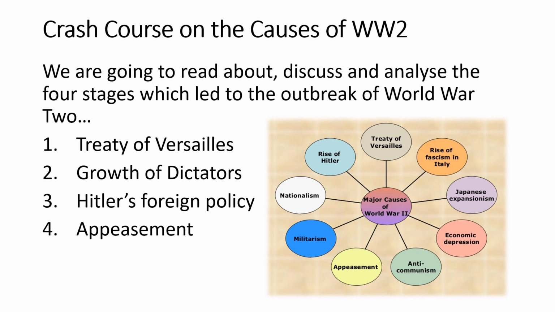The first one is the Treaty of Versailles, which we'll go into detail today. The second, the growth of dictators. So a dictator is somebody who rules and takes power on their own and there's no democracy. Third, Hitler's foreign policy, and fourth, appeasement. Okay, so they're the 4 things we're going to be looking at as the major factors in the outbreak of the war.